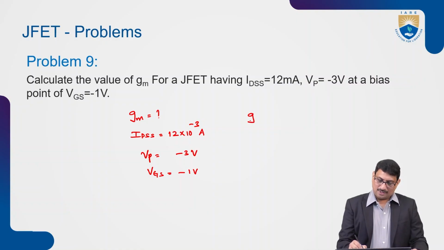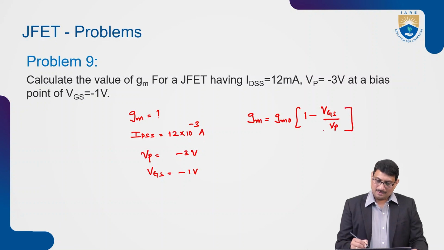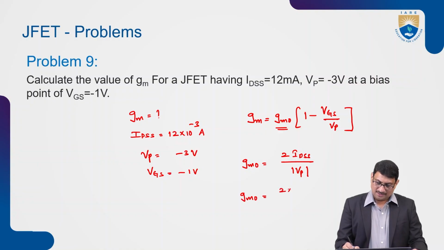To calculate the gm, we have the expression gm equal to gm naught into 1 minus VGS divided by VP. Whereas the gm naught is not given. Therefore, to calculate the gm naught, we have the expression gm naught equal to 2 IDSS divided by the magnitude of VP. Substituting the values, 2 into IDSS divided by magnitude of VP is nothing but 8 millisiemens, so gm naught equal to 8 millisiemens.